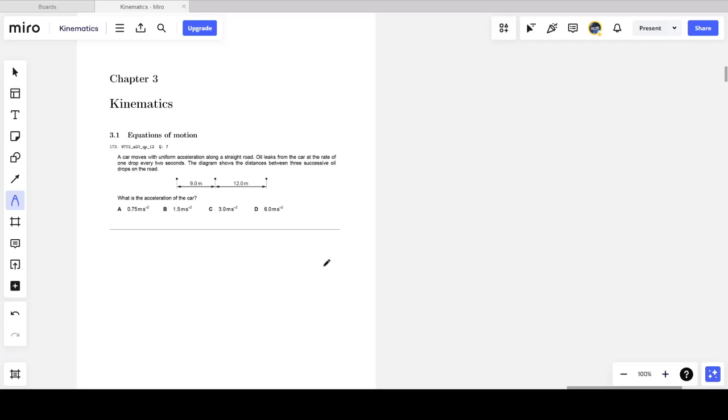So we have the first drop, 2 seconds passes, this is 9 meters. Later we have the second drop, another 2 seconds pass, but now 12 meters pass and the third drop is visible. This is uniform acceleration, not uniform velocity. And we are asked to find the acceleration of the car.